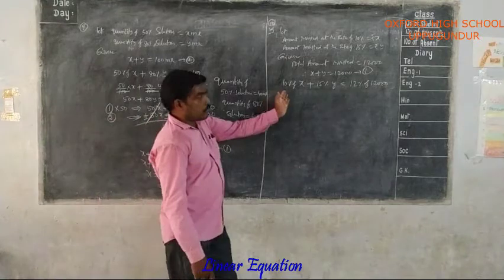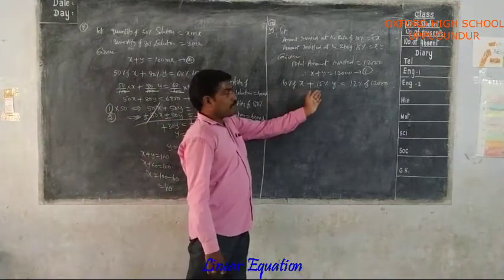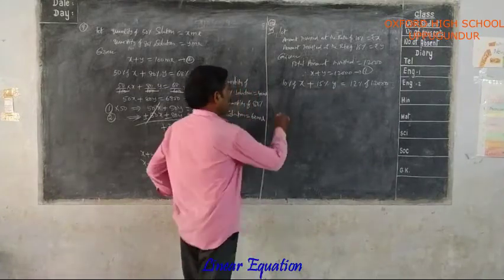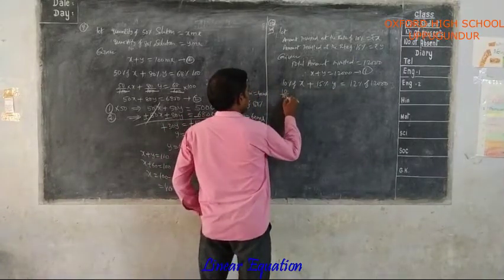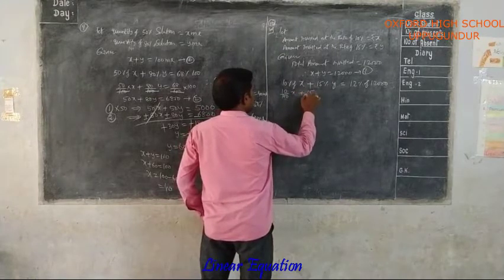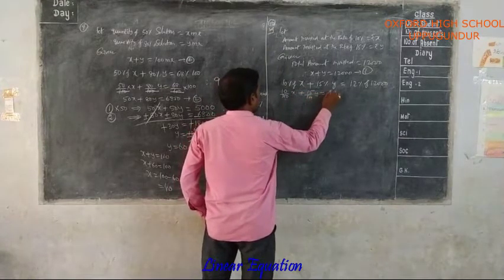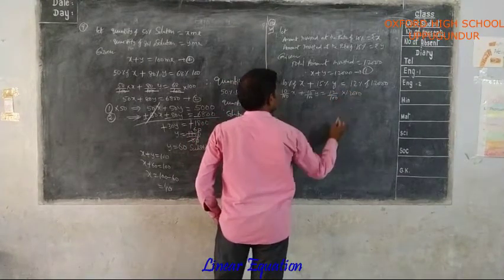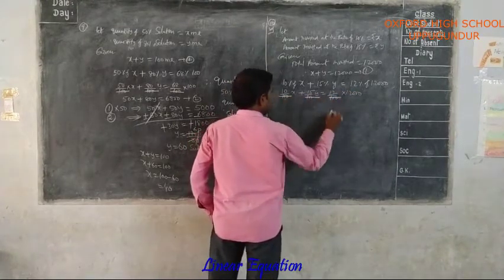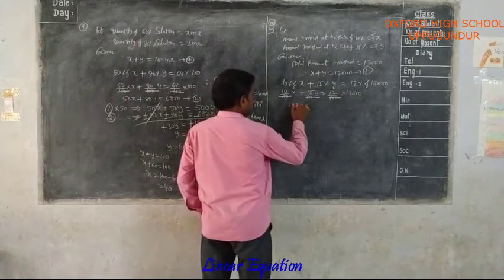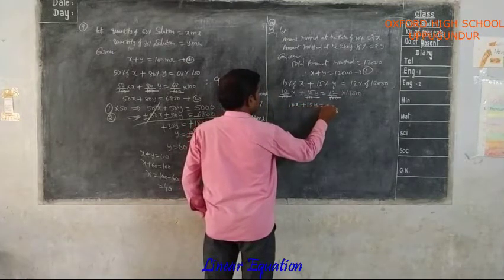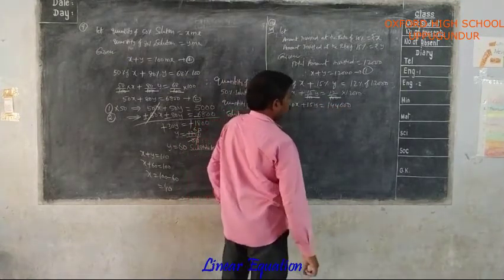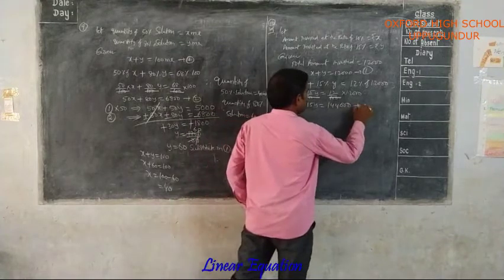Here also 10% of x plus 15% of y equal to 12% of 12,000. 10% means 10 by 100 into x plus 15 by 100 into y equal to 12 by 100 into 12,000. So removing these hundreds, 10x plus 15y equal to 12 twelves are 144, so 1,44,000. Consider this as equation 2.